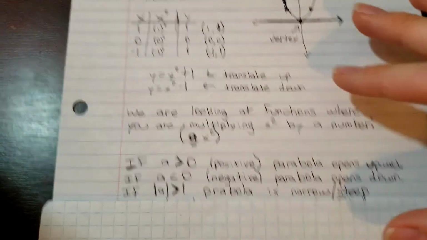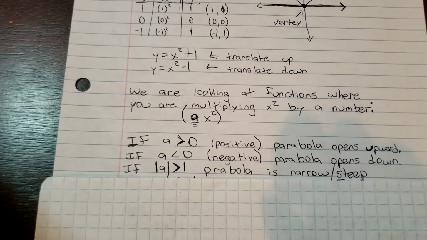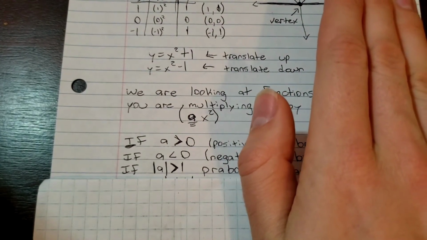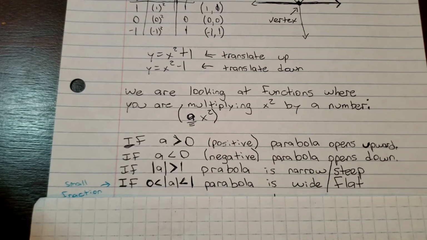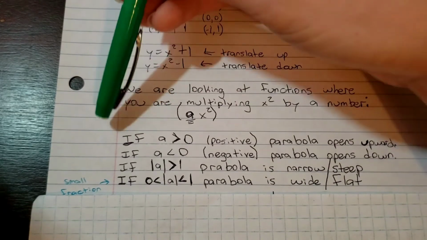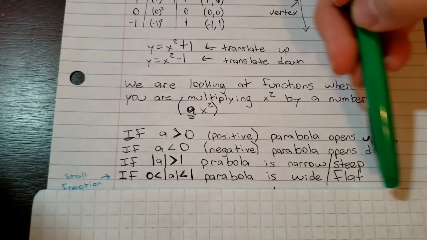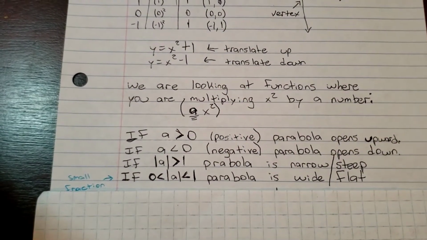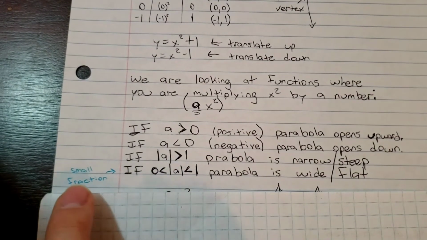If the absolute value of a is greater than 1, it'll be narrow and steep, so it'll be more like this. But if the absolute value of a is between 0 and 1, the parabola will be wide and flat. Now, these are things that you're going to have to know in order to describe the function.